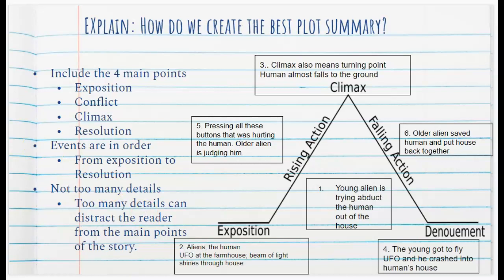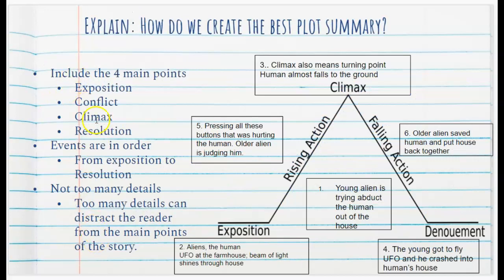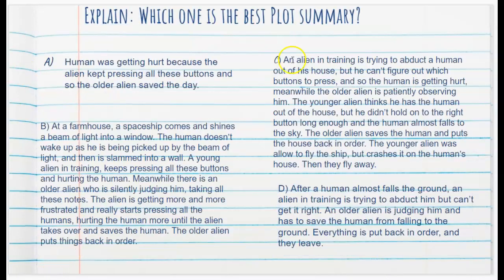So let's look at which one's the best plot summary for the video Lifted. I am using this as a guide to check which one's the best summary, okay? Remember, we have to have from beginning to ending, the events in order, and one that doesn't have too many details. So let's look at these answer choices we have. Let's look at A. A is pretty short. It's probably going to be missing some details, so let's see what we have.